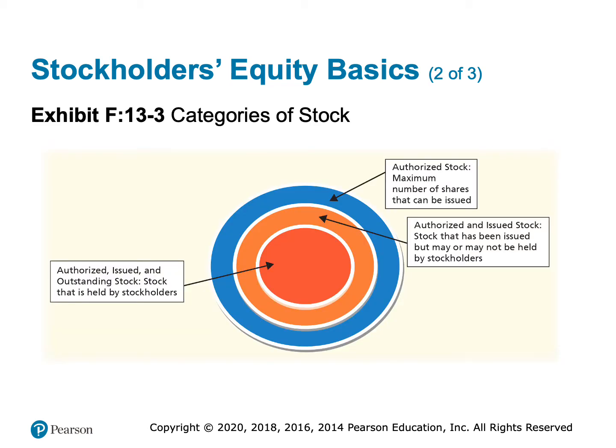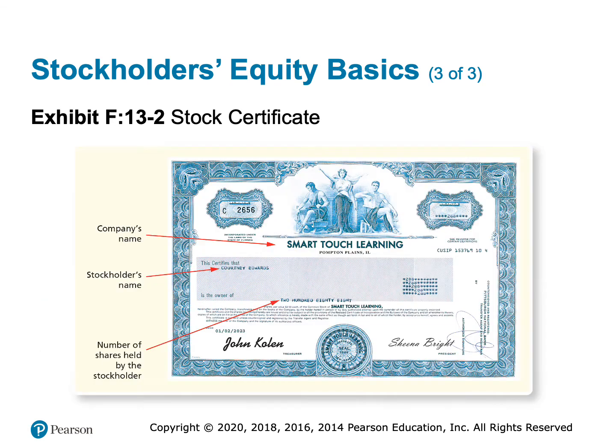So I like this diagram. It just kind of shows, so authorized stock is that maximum, issued stock is what we've actually sold, and then outstanding stock is stock that is held by stockholders. So it's the issued minus any treasury stock that we have.